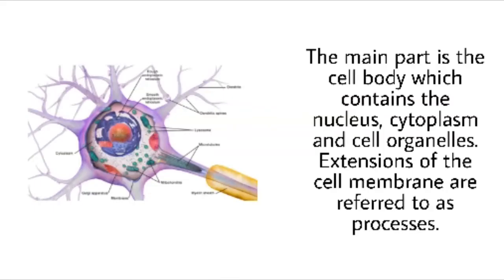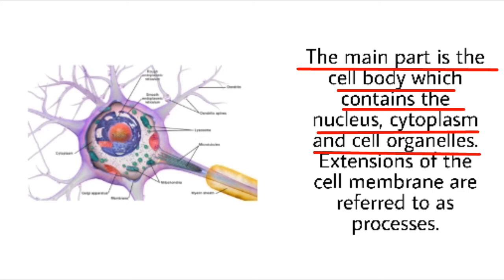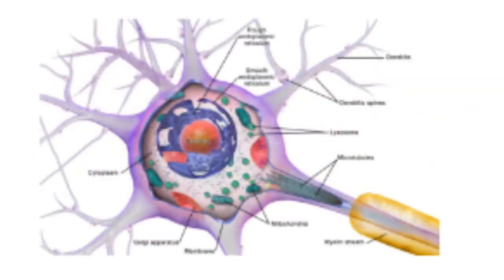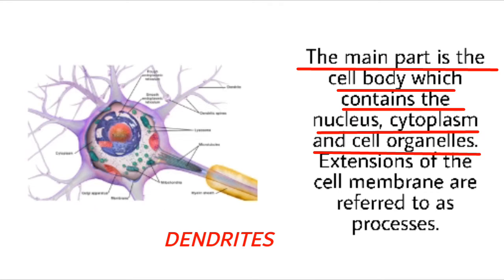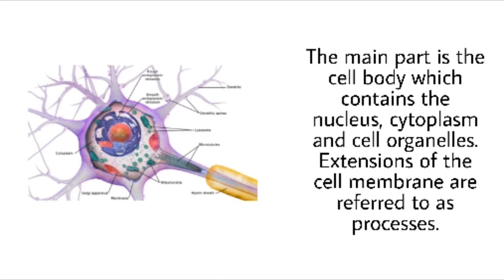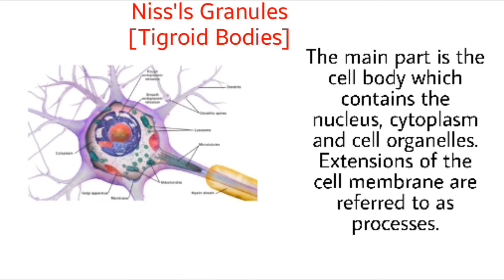Okay, so the main part is the cell body, which contains the nucleus, cytoplasm and other cell organelles. सेल बॉडी में माइटोकॉन्ड्रियाज भी होते हैं, न्यूक्लियस भी होता है, एंडोप्लाज्मिक रेटिकुलम जिसे ईआर कहते हैं हम शॉर्ट में, वो भी होती है. These extensions which are emerging out of the cell body, as I have told you earlier, are called dendrites. So here we see that the cell body also contains Nissl's granules. Nissl's granules are also known as tigroid bodies.